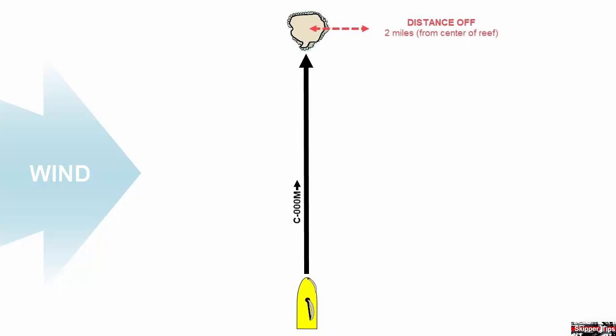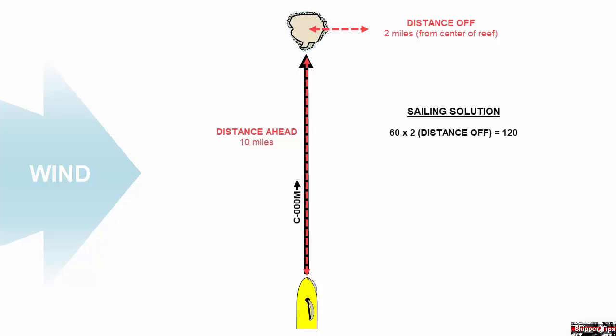We measure the distance from our present position to the shoal. The distance to the shoal is 10 miles. In the calculation, we will call this the distance ahead. Next, multiply 60 times the distance off. 60 times 2 is 120.